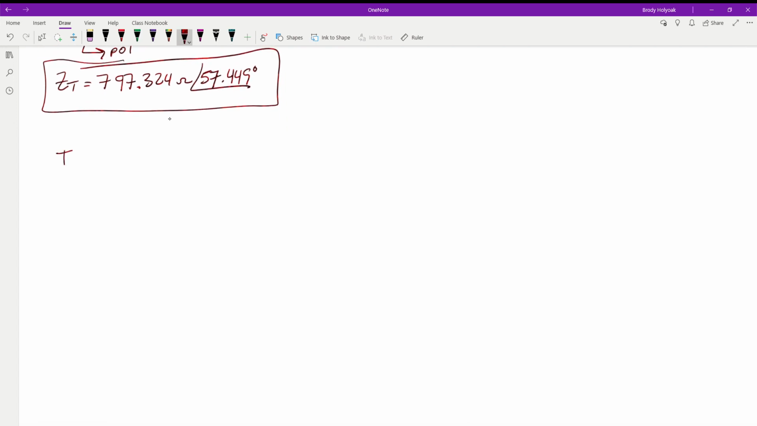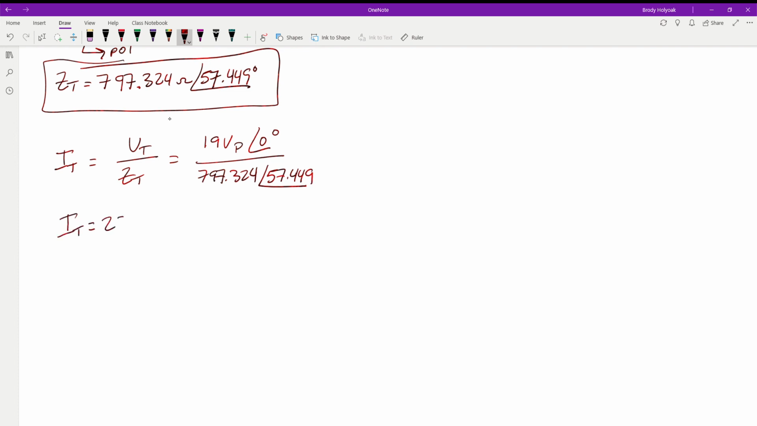Now we're going to solve for I total. We remember it's our voltage total divided by the impedance total of the circuit. So we take 19 volts peak at an angle of 0 degrees. We divide that by our impedance, which is 797.324 at an angle of 57.449. Our total current in this circuit is 23.83 milliamps at an angle of negative 57.449.